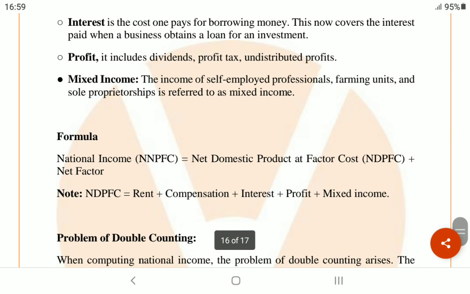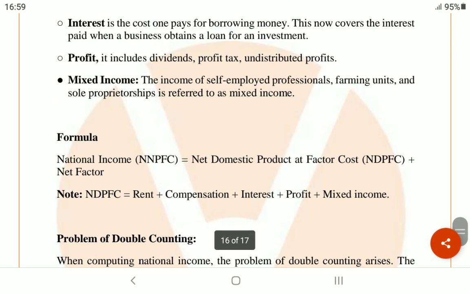Next is mixed income, the income of self-employed professionals, farming units and sole proprietorships is referred to as mixed income. For example, national income is equal to net domestic product at factor cost plus net factor income from abroad. NDPFC is equal to rent plus compensation plus interest plus profit plus mixed income.